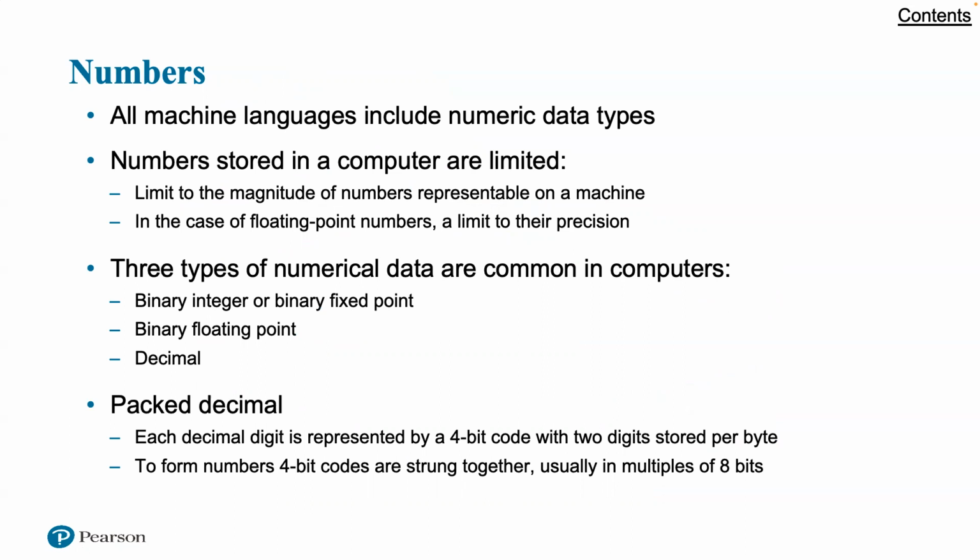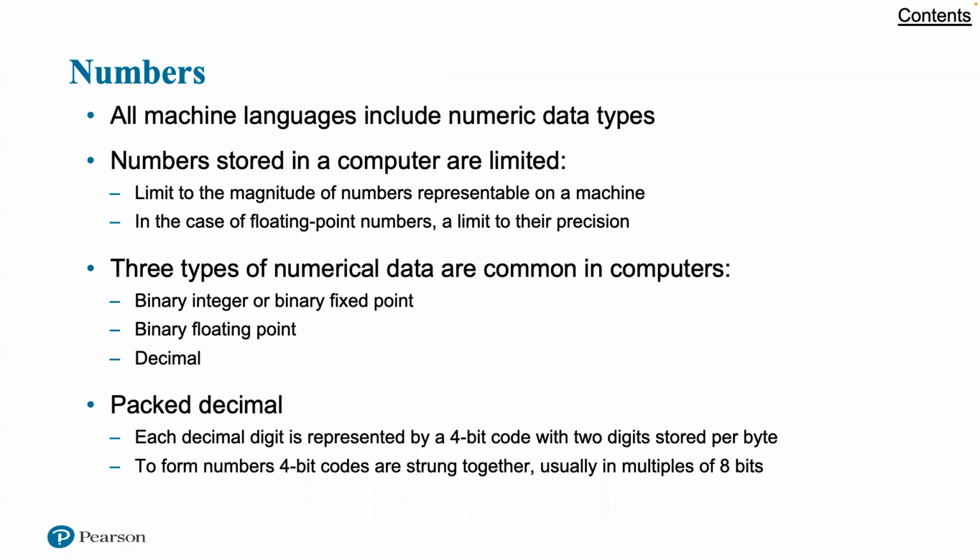An important distinction between numbers used in ordinary mathematics and numbers stored in a computer is that the latter are limited. This is true in two senses. First, there is a limit to the magnitude of numbers representable on a machine, and second, in the case of floating point numbers, a limit to their precision. Thus, the programmer is faced with understanding the consequences of rounding, overflow, and underflow.